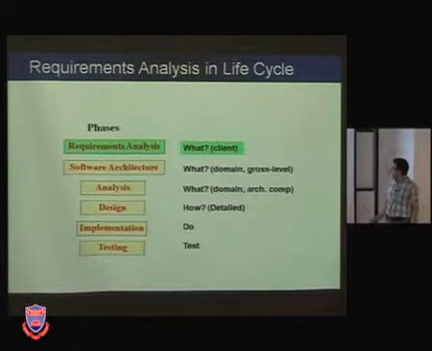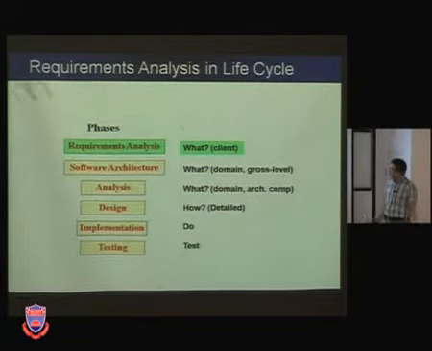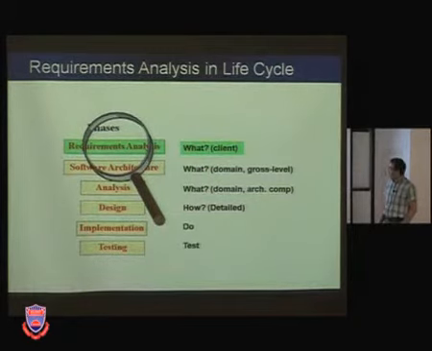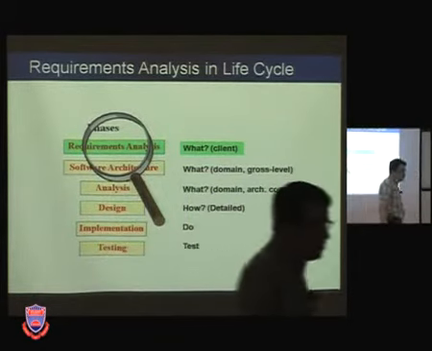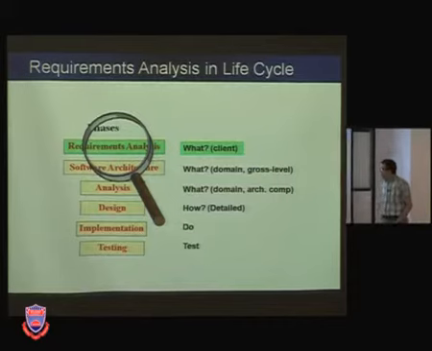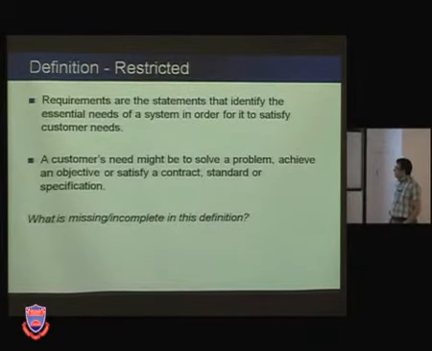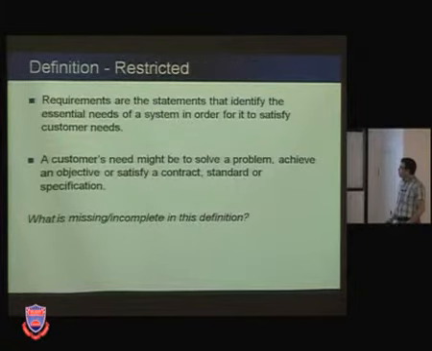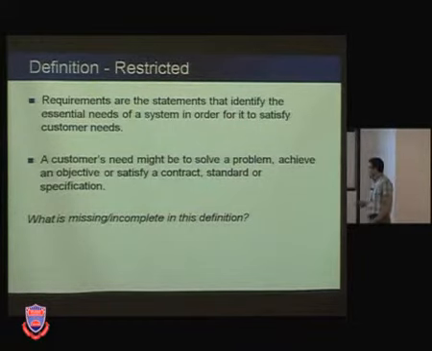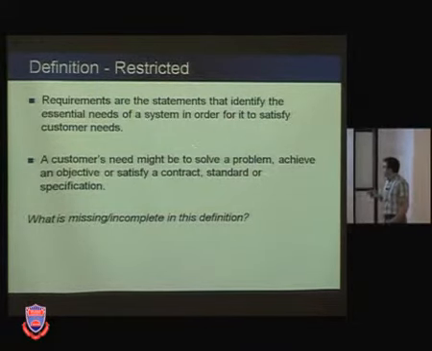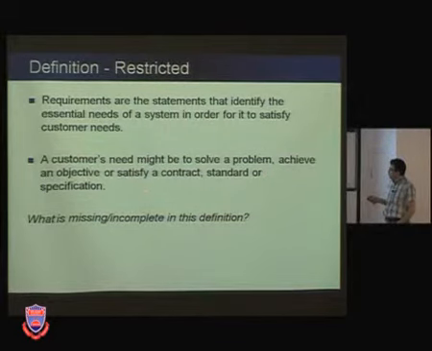Requirements analysis in the life cycle, of course, is the earliest process in the software development life cycle. The software development project starts with some requirement specification provided by somebody. This is a definition of requirements. So what is a requirement? Requirements are the statements that identify the essential needs of a system in order for it to satisfy customer needs. The customer's need might be to solve a problem, achieve an objective, satisfy a contract, standard, or specification.